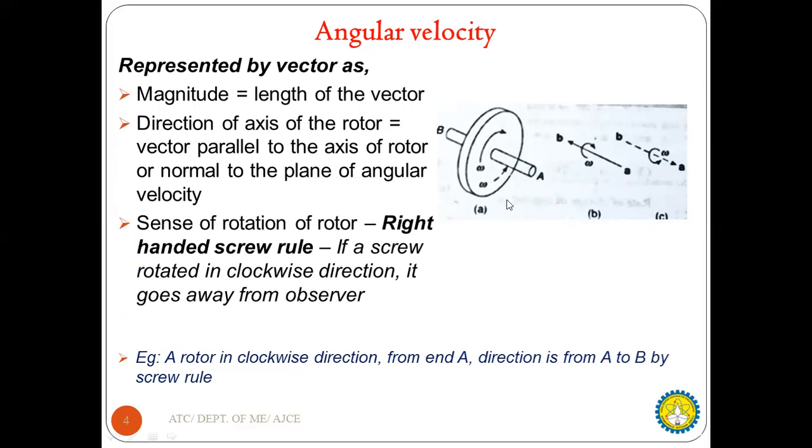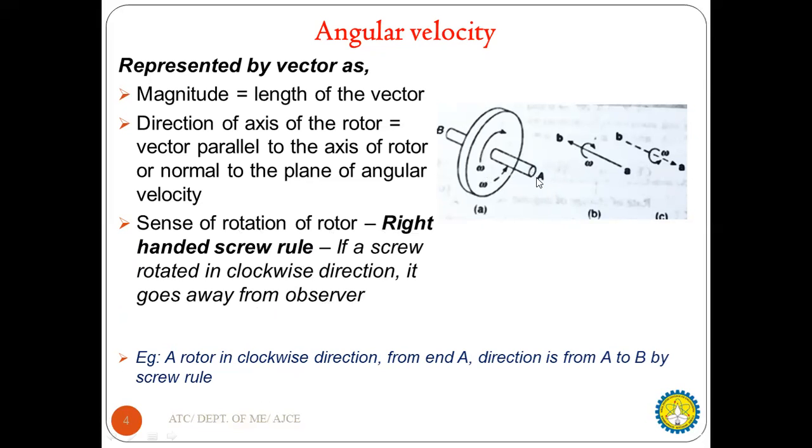Then the sense of the rotation. Here it is directed from A to B, and there is one arrow. To get that sense, we use the right hand screw rule. If a screw is rotated in clockwise direction, it goes away from the observer. This you have already studied. The right hand screw rule is the governing rule.